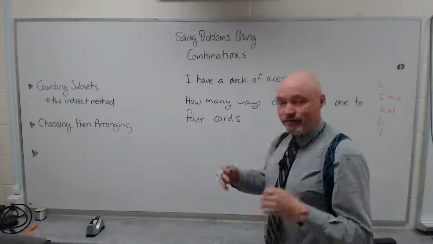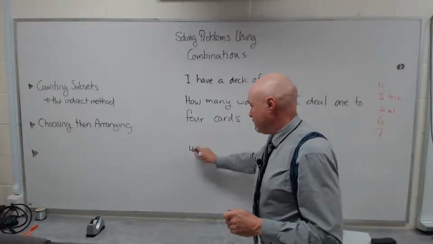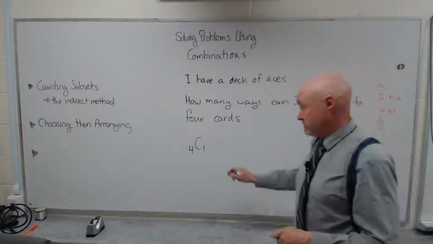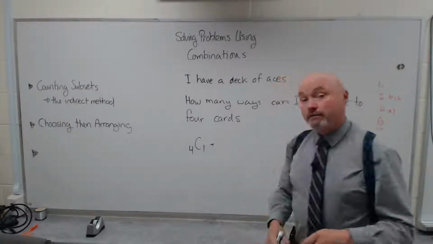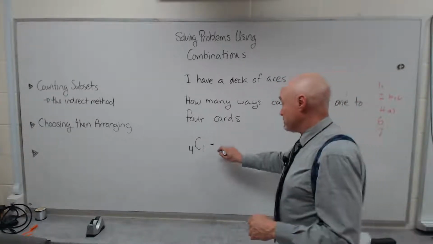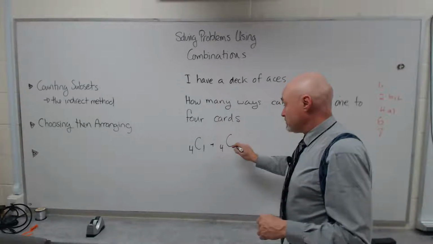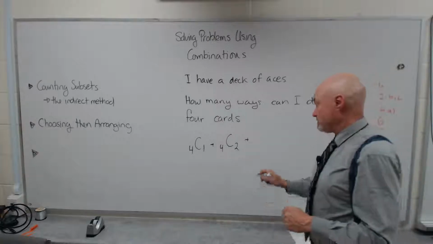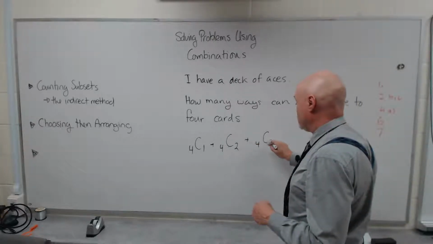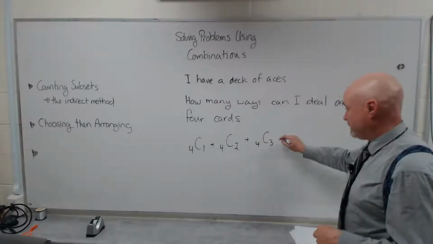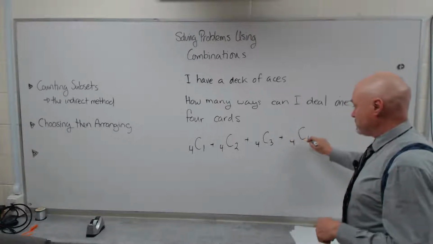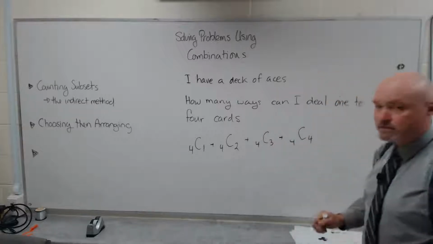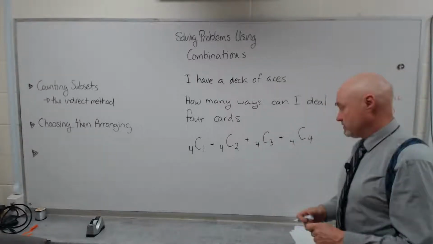Well, if I only deal out 1, I've got 4 cards, and I'm going to choose one of them. So I've looked after that situation. But I might get 2 cards. So I have 4 cards to choose from, and I'm going to pick 2 of them. The other option is 4 choose 3. And finally, the last one, I have 4 cards, and I can choose all 4 of them. So I've counted all of the possible subsets that are outcomes in this situation.